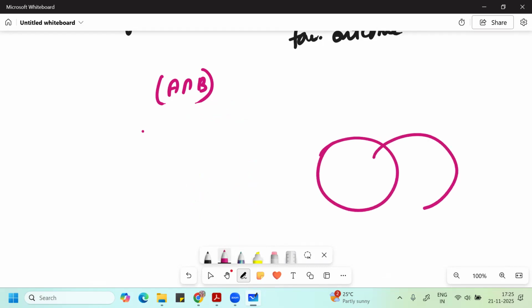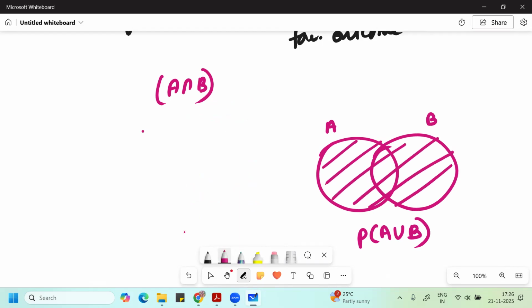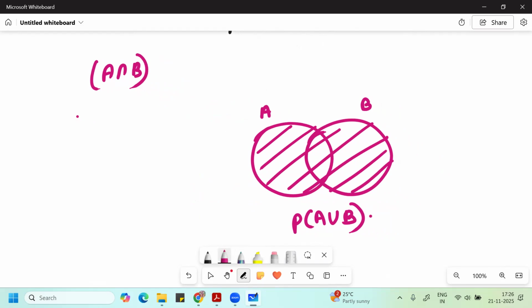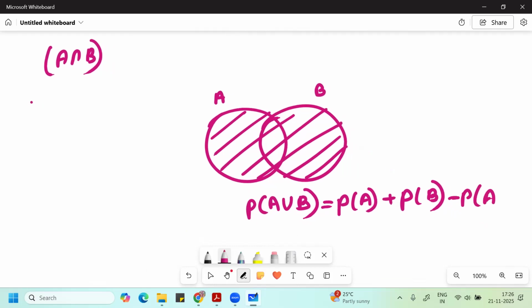If this is set A and this is set B, then we'll calculate the probability of A union B. A union B basically means the total area which is inside A and B, and that is equal to probability of A plus probability of B minus probability of A intersection B. This intersection means the area which is common between A and B. This is called A intersection B.